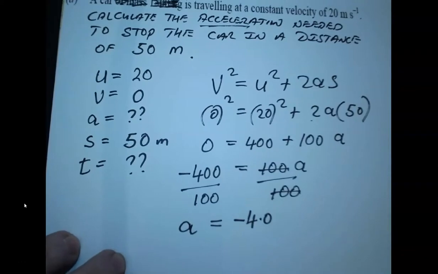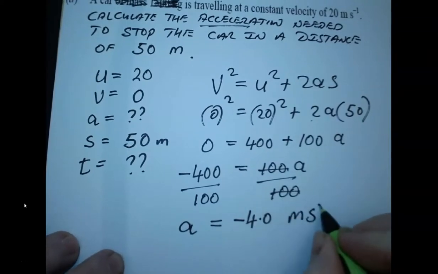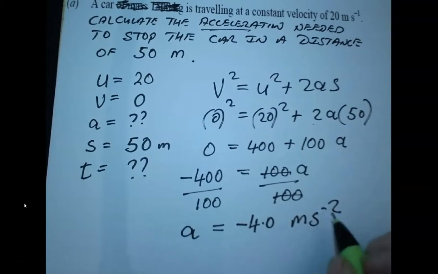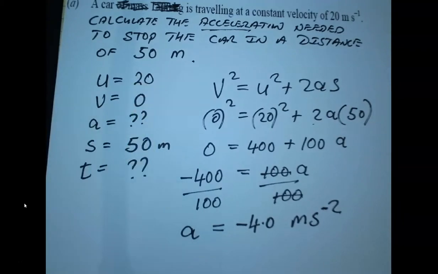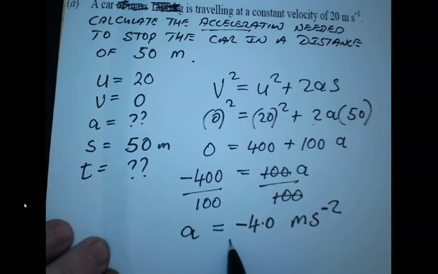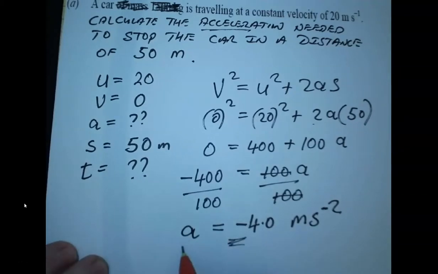The units of acceleration are, of course, very important: meters per second squared, minus 2. Of course, we knew it had to be a negative answer. We knew the acceleration had to be negative because quite clearly the car is going from 20 to 0. The car is slowing down. The car is decelerating. So acceleration, of course, will be negative.